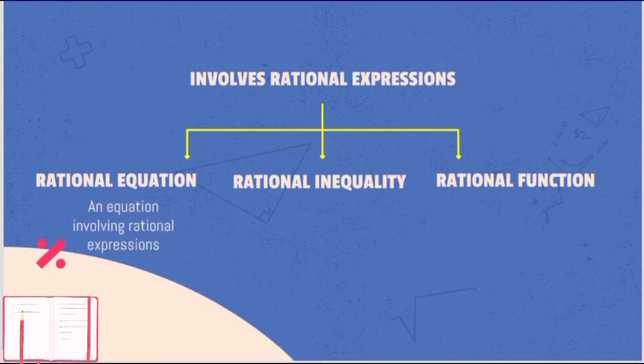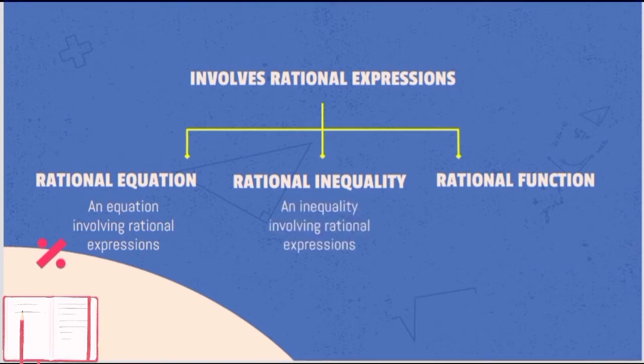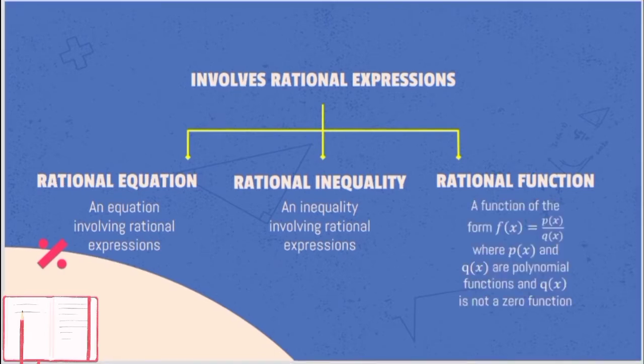A rational equation is an equation involving rational expressions. A rational inequality is an inequality involving rational expressions. And a rational function, as you already know from our previous lesson, is a function of the form f of x is equal to p of x all over q of x, where p of x and q of x are polynomial functions and q of x is not a zero function.